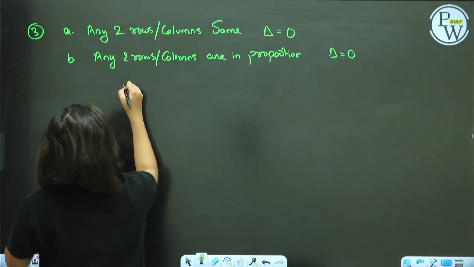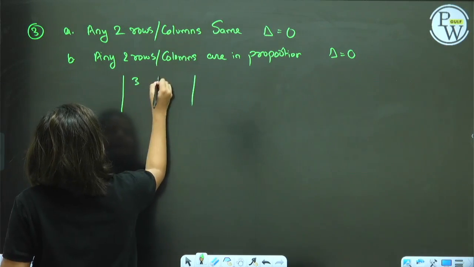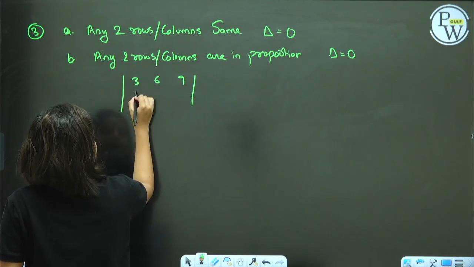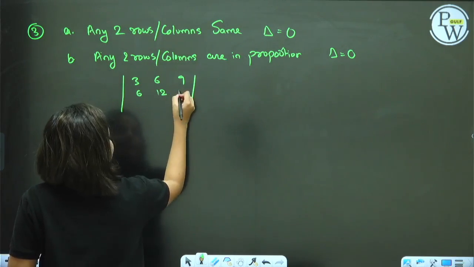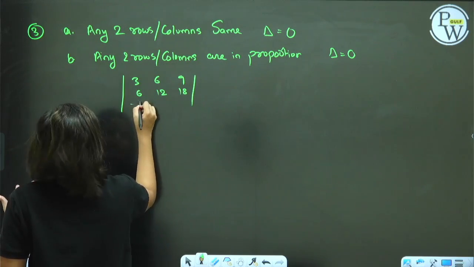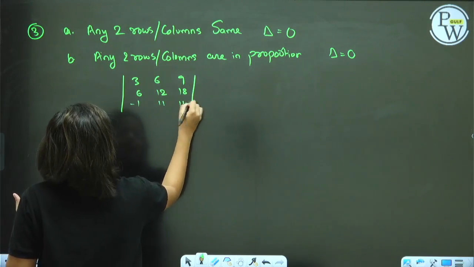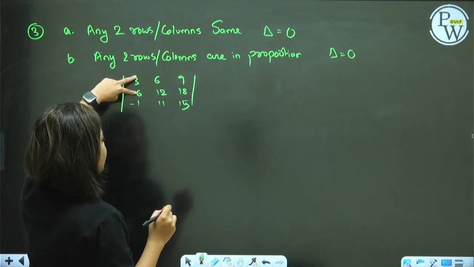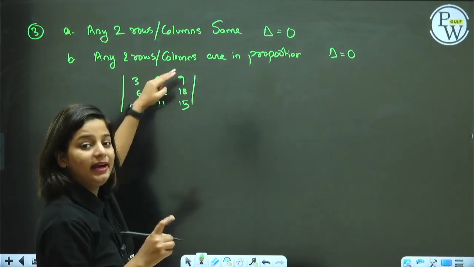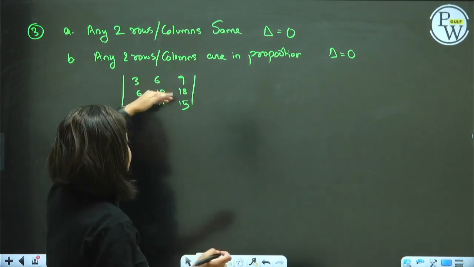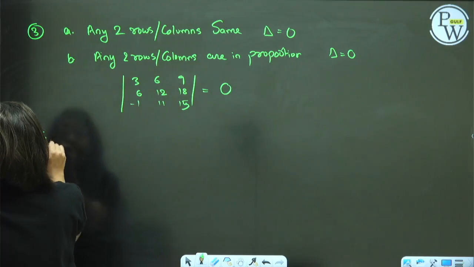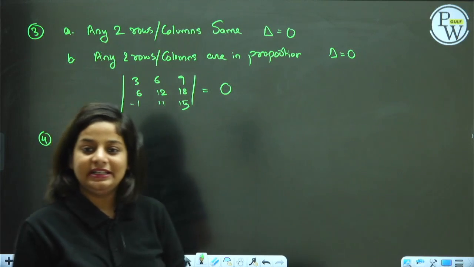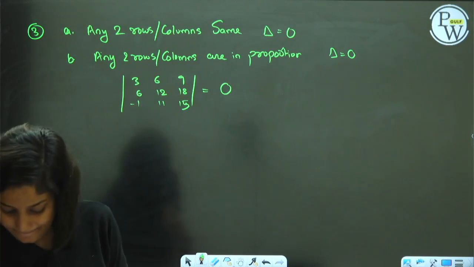That means suppose you have a determinant like this: 3, 6, 9, here you have 6, 12, 18, and anything, minus 1, 11, 15. Can you see row 1 and row 2 are in proportion? 3 by 6, 6 by 12, 9 by 18 is 1 by 2. Two rows are in proportion, so the answer will be 0. That's your third property.